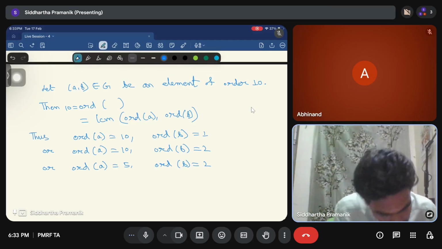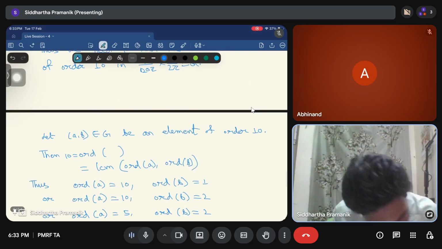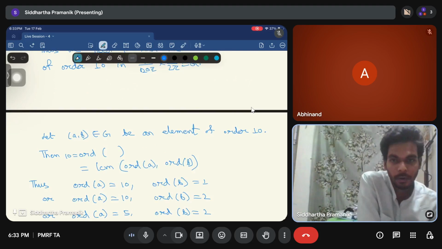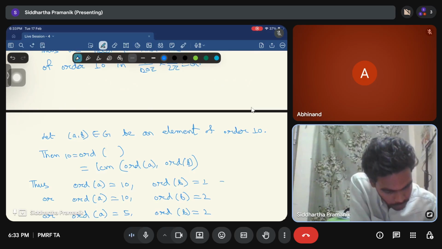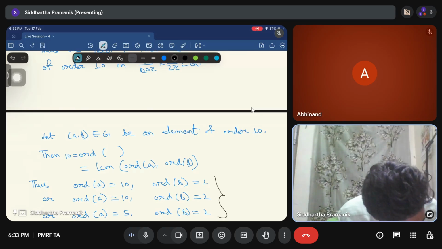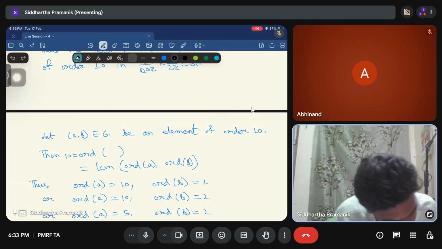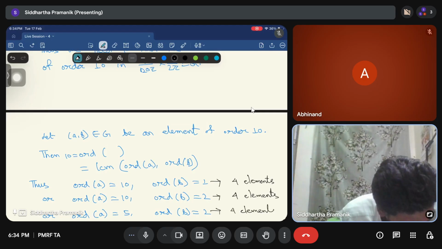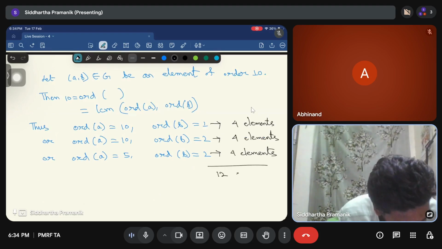So in the first case, A is in Z mod 20Z and the order of A is 10. So there will be only 4 elements, that you can check. So in this case we will get 4 elements. In all these three cases we will get 4 elements. So in total we will get 12 elements.